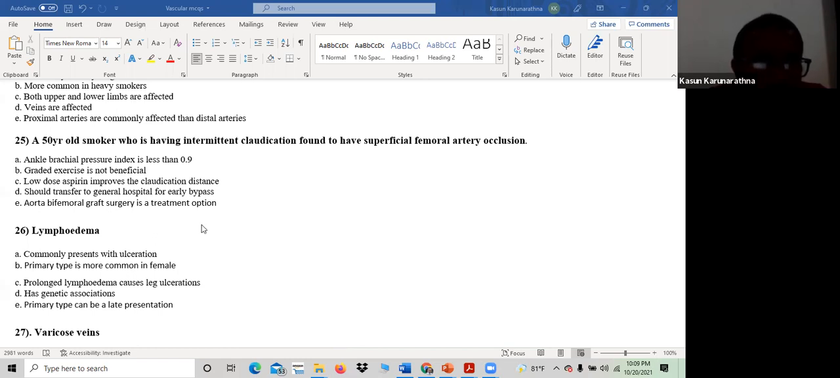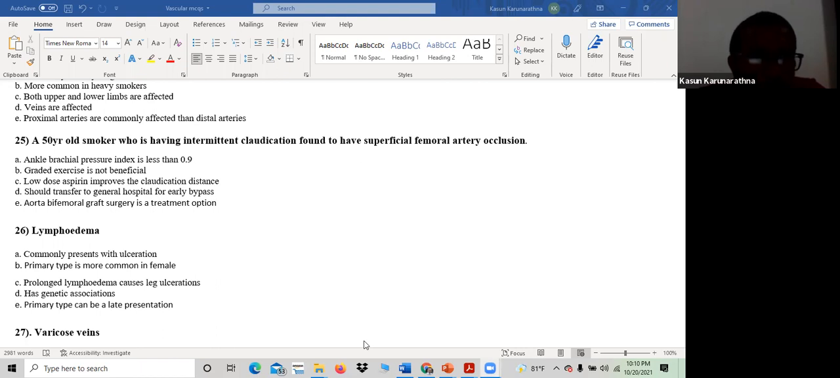Low dose aspirin improves the claudication distance. What do you say? It doesn't improve the claudication distance, right? It reduces the progression of the disease, but for you to get improvement in claudication distance, that is the exercise. You should advise the patient to exercise, right? So C should be false. Should transfer to general hospital for early bypass. You can't say like that because still there is no indication to intervene. Right? That is also false.